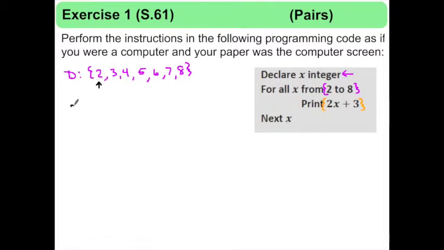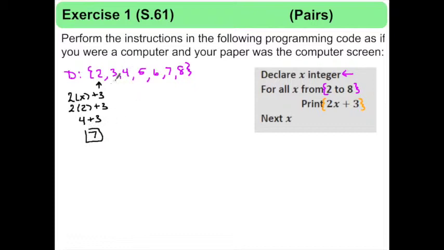And so we said 2 times 2 plus 3. Because again, they want us to print 2 times x plus 3. Well, 2 times 2 is 4, and then plus 3, so we get a 7.